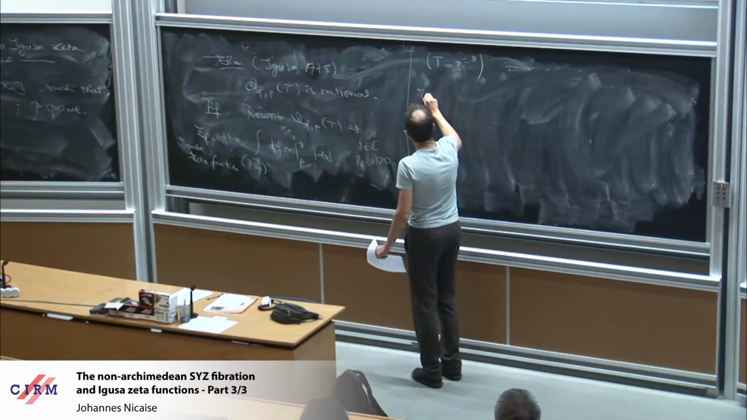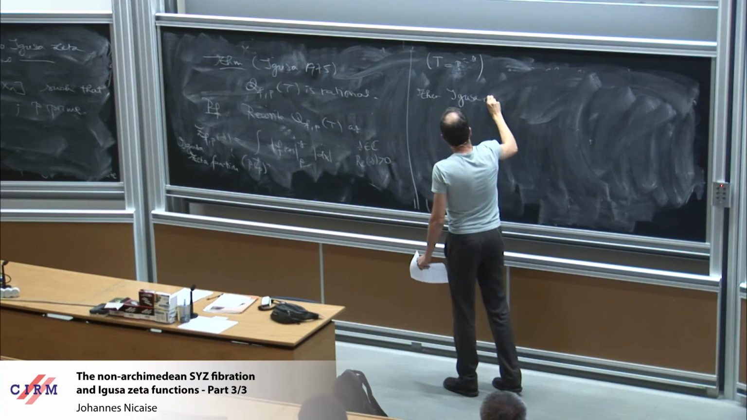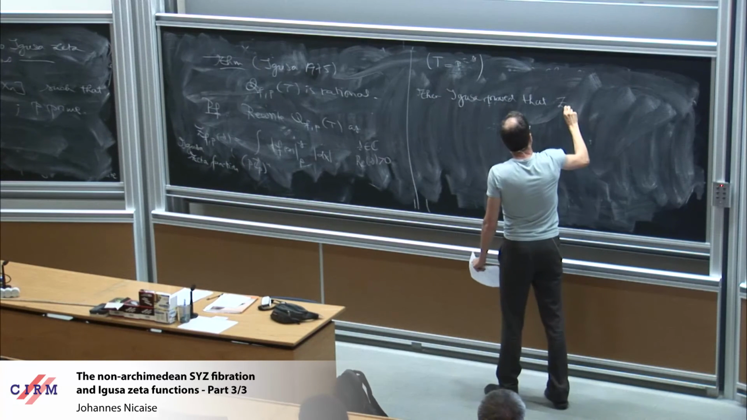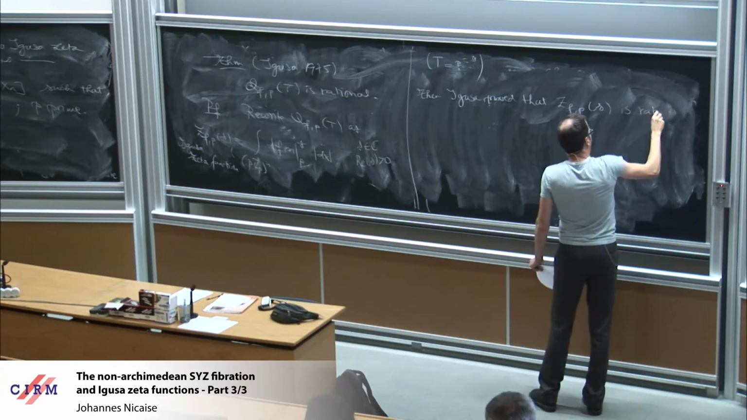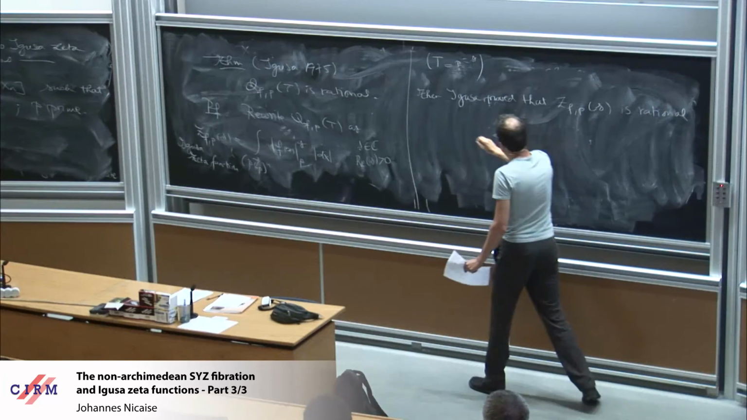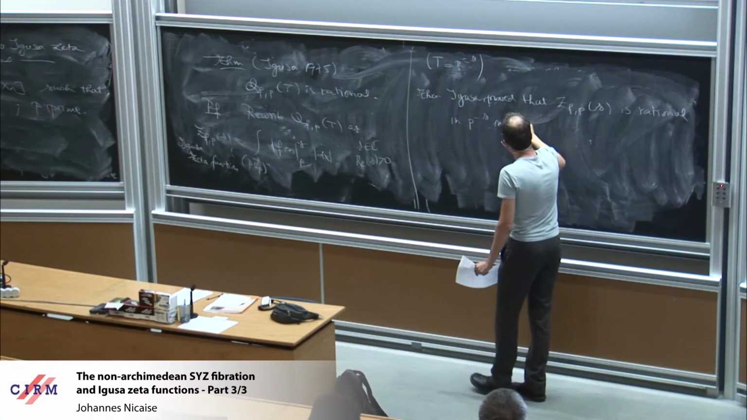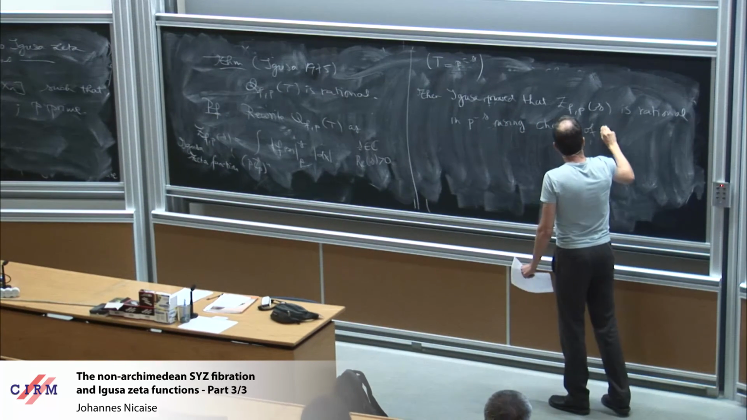And so then Igusa proved that the zeta function is rational in p to the power minus s using change of variables and resolution of singularities.